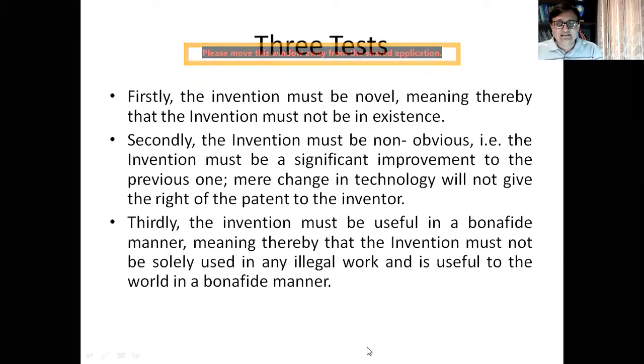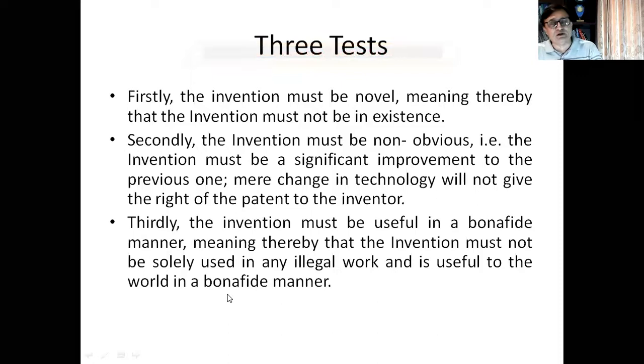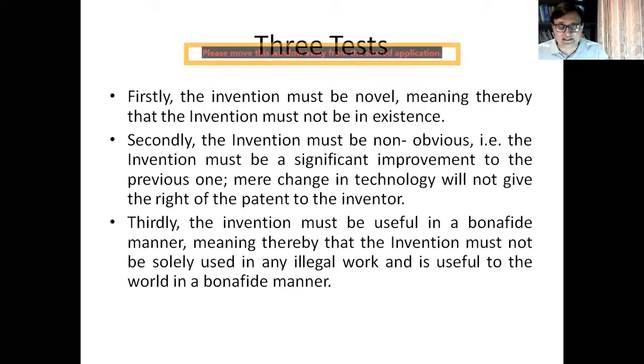That means the invention must not be used solely in any illegal work, but must be useful to the world in a bona fide manner. Suppose you have produced something which is prejudicial to the sovereignty of the country, or dangerous for the health of the people, or which is going to be used for some illegal purposes, that thing is not patentable.